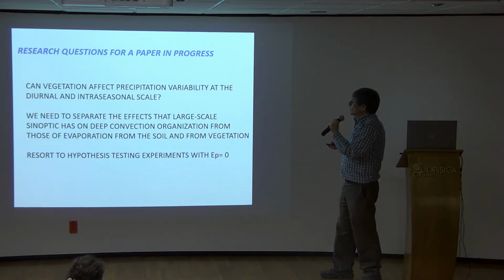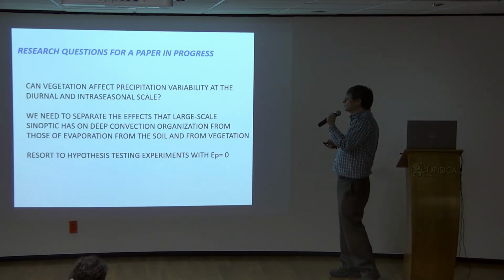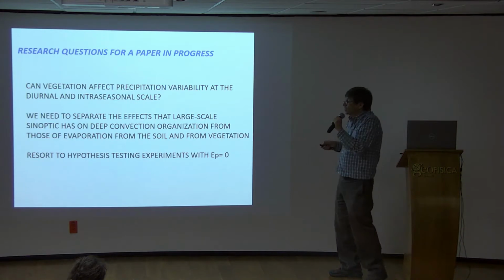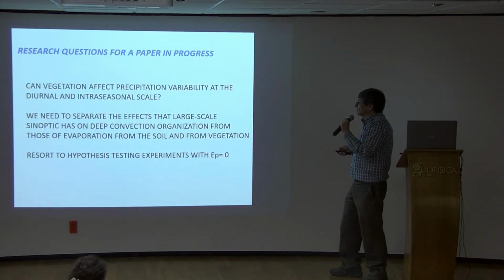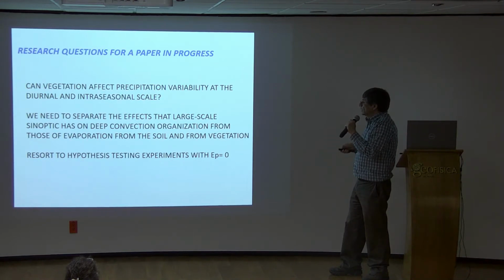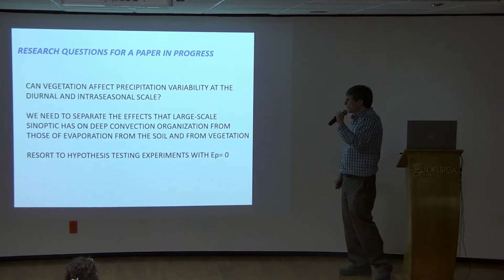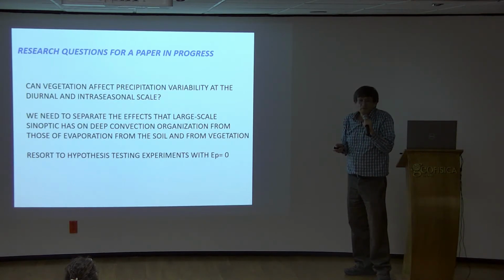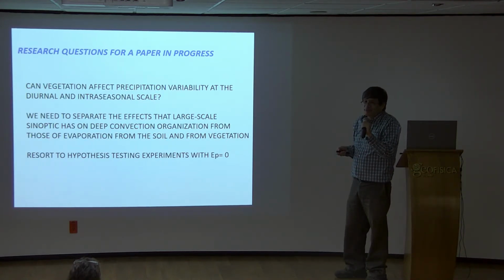And to do that, we need to separate the effects that large-scale synoptic perturbations have on deep convection organization, because it has been shown that they actually help a lot to organize deep convection in the area. But we want to see if we can separate these guys, which have a very large influence, from the little guys, from the vegetation, which causes evaporation, and from the soil as well. The thing is that we cannot do that in nature unless we defoliate the entire forest. Maybe we're doing that already, right? It will be interesting for us. If we cannot stop that madness, at least we should measure it.